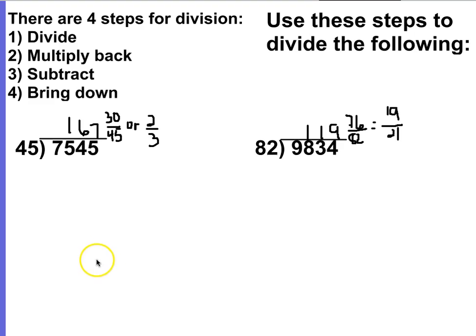Okay, so let's check back in and see how you did. Your quotient for the first division problem should be 167 and 30/45, or in lowest terms, 2/3. For your second division, your quotient should be 119 and 76/82, or in lowest terms, 19/21.